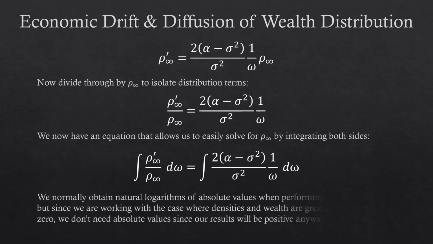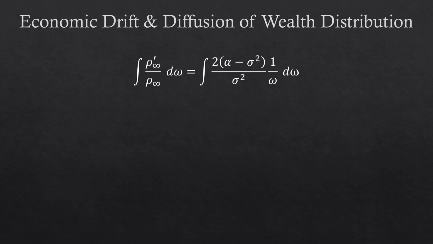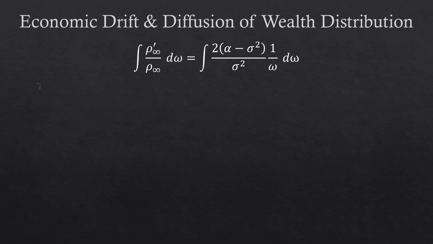We normally obtain natural logarithms of absolute values when performing these integrals, but since we are working with the case where densities in wealth are greater than or equal to 0, as we discovered in our last video, we don't need absolute values here since our results will be positive anyway. This leaves us with the following.